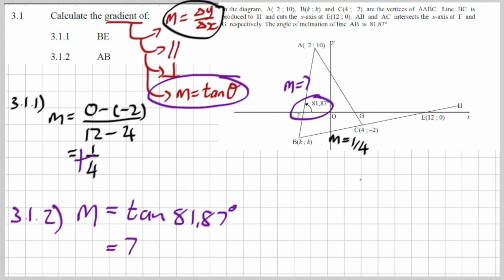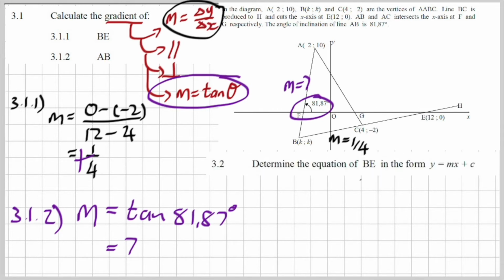The next question that is asked is determine the equation of BE. Oh, but that's easy because I've already got the gradient there. So all I'm going to do is substitute now the set of coordinates, 12,0. I choose that because the y is 0, man. I love it when there are zeros. It makes my life so much easier.